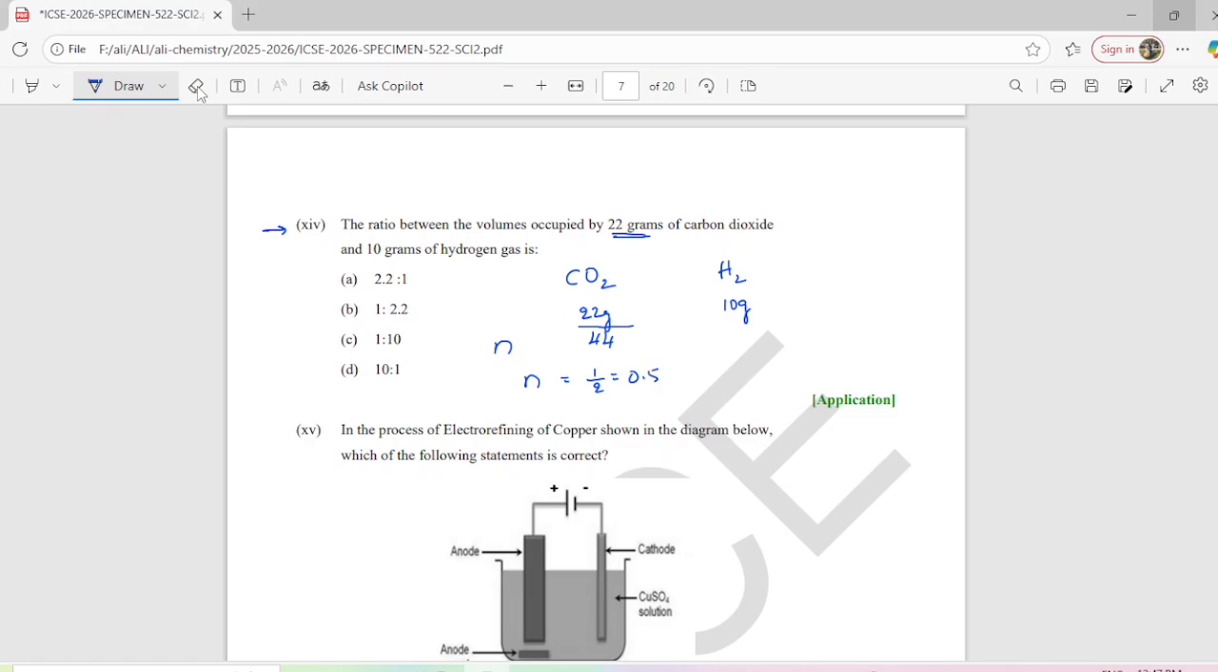Similarly here, to find the number of moles of hydrogen, I need to divide this by the molecular mass of hydrogen. The molecular mass of hydrogen is 2. So I will get the number of moles of hydrogen as 5. Now I need to find the ratio between these two. So I need to take 1 by 2 is to 5. Right? So the ratio becomes 1 is to 10.